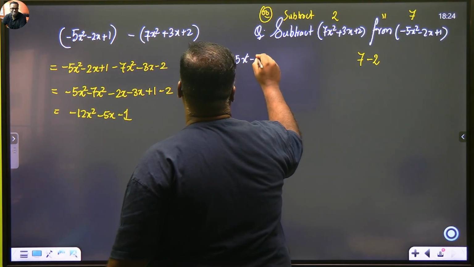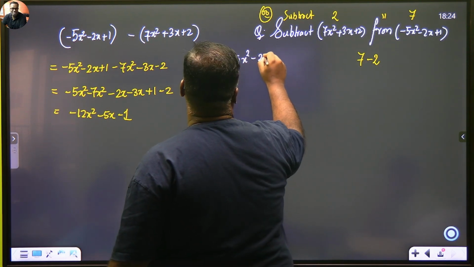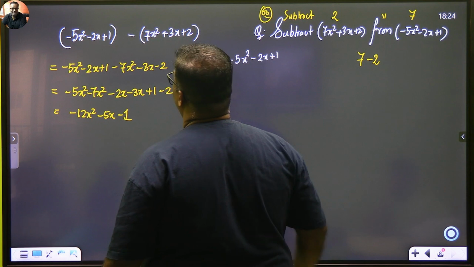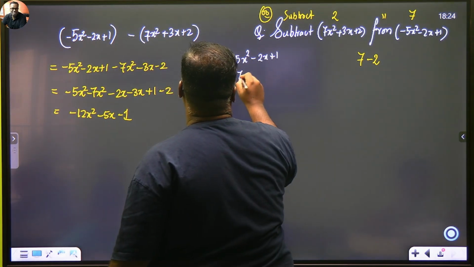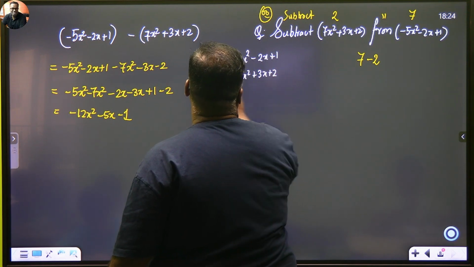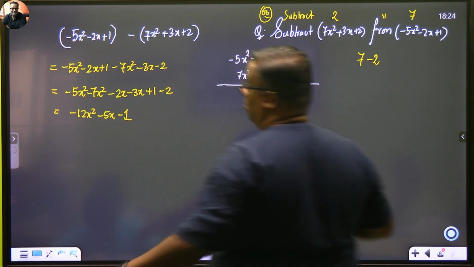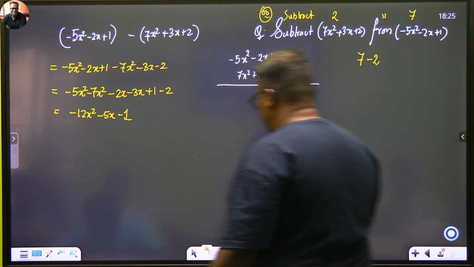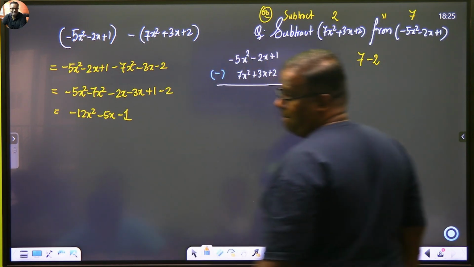5x squared minus 2x plus 1, and then, don't include this minus, 7x squared plus 3x plus 2. Then put your line. What have you been asked to do? What is the operation? Negative is the operation. So write a negative sign here.